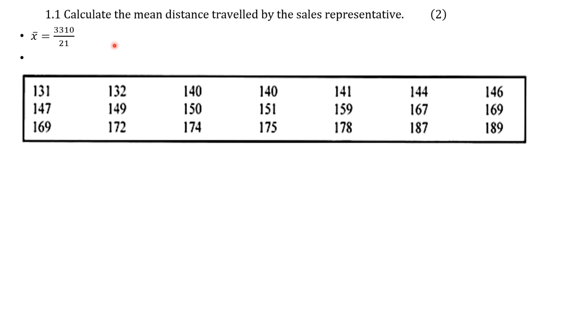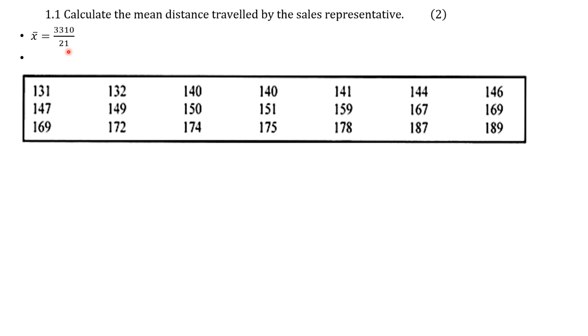Right, 1.1. Calculate the mean distance traveled by the sales rep. And I say mean, in actual fact it's average, just different names. Right, so that requires me to add all the values. So you can see I have 1, 2, 3, 4, 5, 6, 7, 14, 21 values, right?